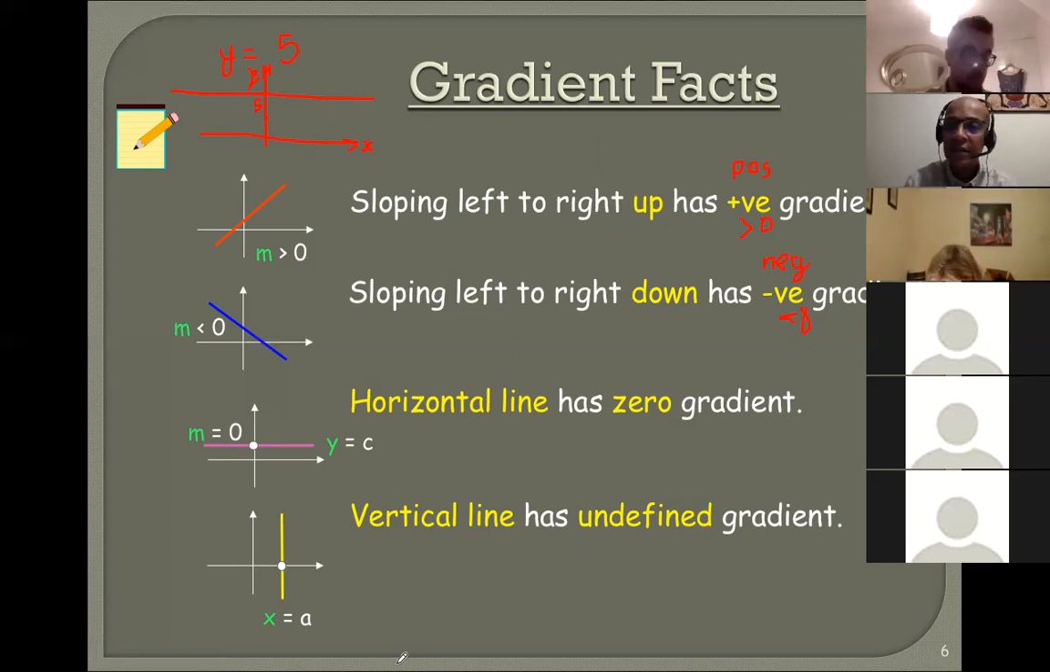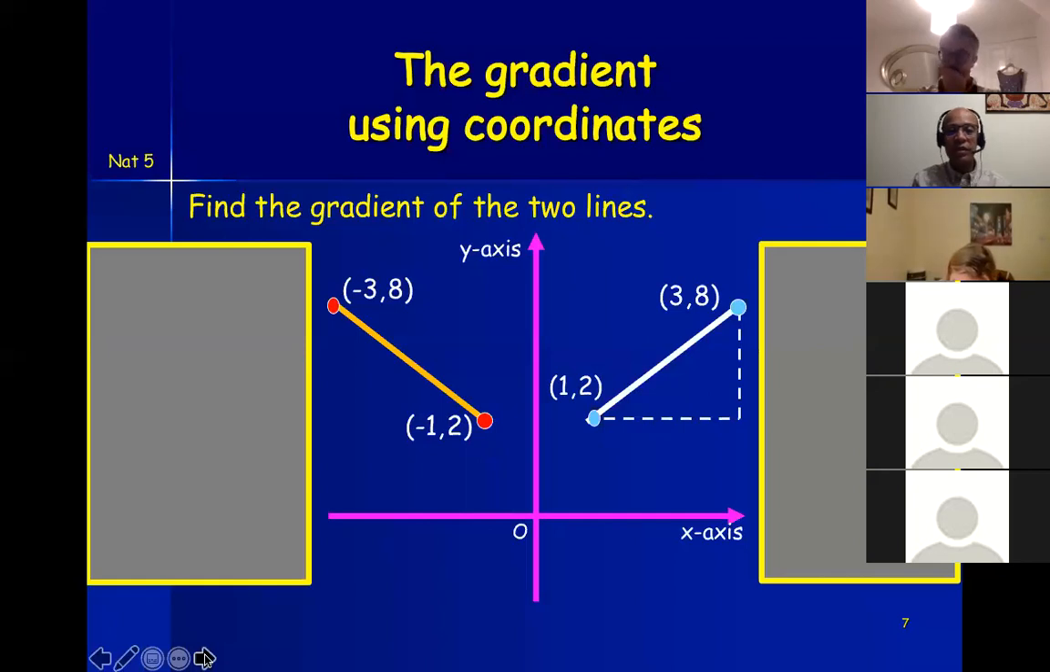Sorry. But remember, I'll be sending these as well. So even if you don't finish writing everything, positive, negative, 0, or undefined. These are the 4 types of gradient you will get.